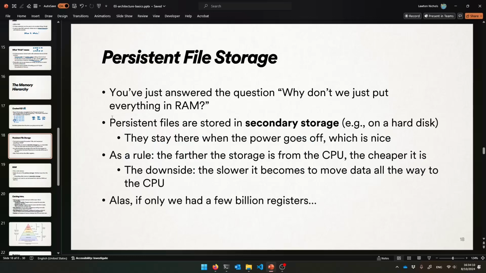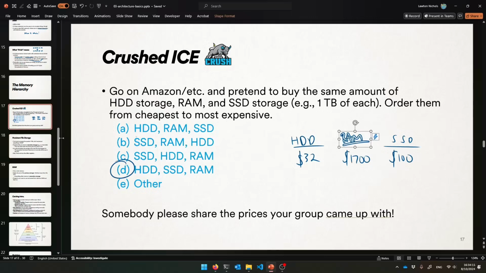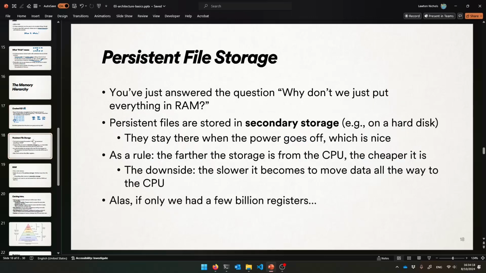Also, we have the concept of persistence. RAM only works when the computer has power flowing to it. So when the power goes out or when you want to turn something off, you'll have a problem if you don't have persistent file storage. That's your hard drive, that's your SSD. Persistent files you want to stick around are stored on secondary storage. They stay there when the power goes off, and RAM just gets wiped out. The power needs to be on for RAM to hold its memory.